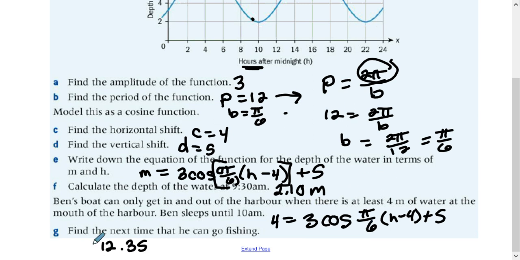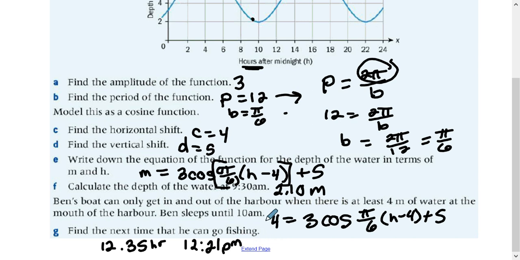So when you solve this, you get 12.35 hours. Now, again, be careful with time because it's not 12:35. You have to convert the 0.35 hours into minutes. So that way you can give an actual time. So 0.35 times 60. So therefore, this is at 12:21 p.m. because it's 12 hours past midnight. So that's the next time he can go fishing.